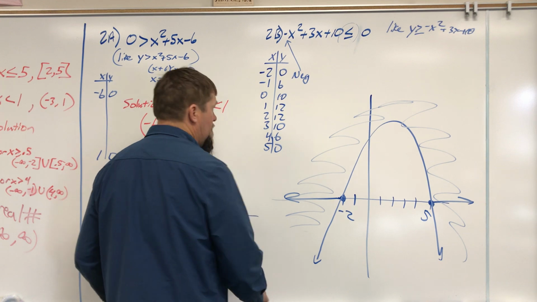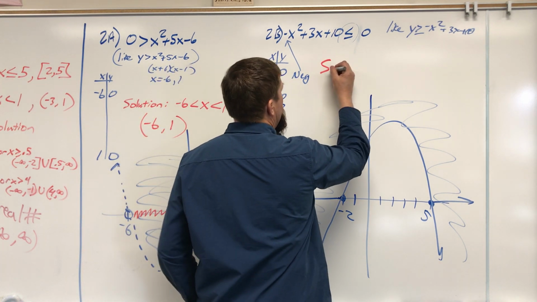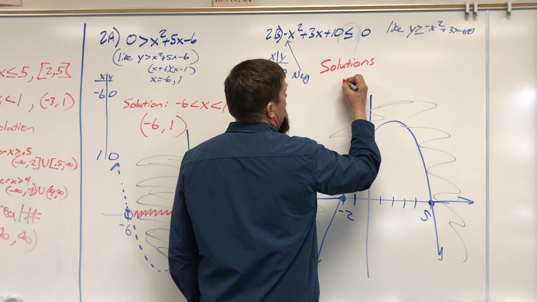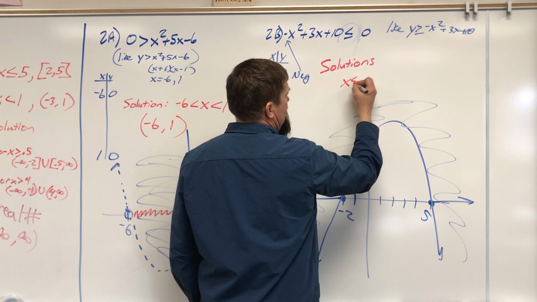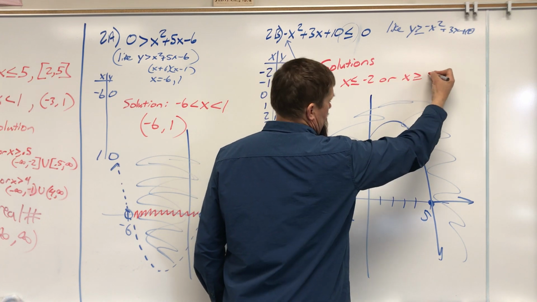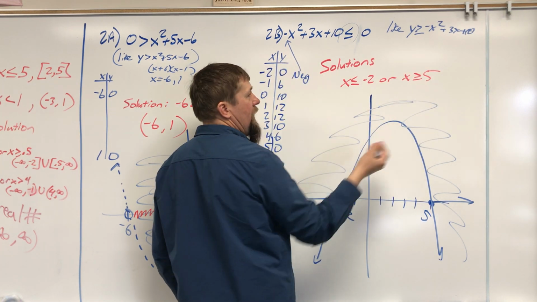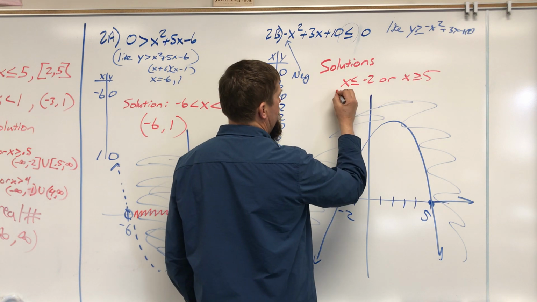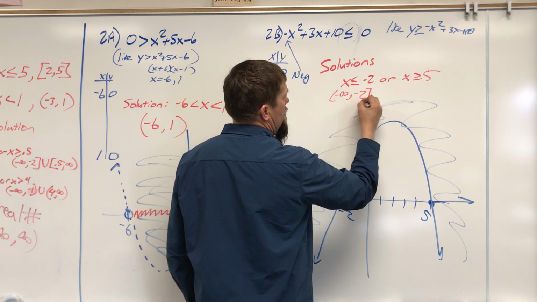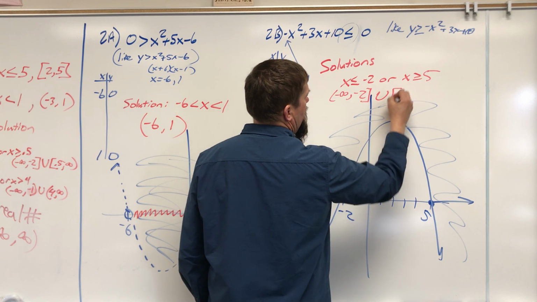How does that tell me how to write my answer? Well, my answer then is my solutions are x is less than or equal to negative 2, or x is greater than or equal to 5, or I could write it as interval notation, which is negative infinity all the way up to negative 2 bracket union bracket 5 to infinity.